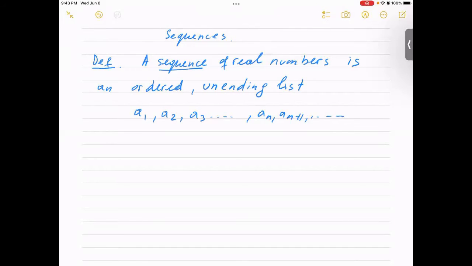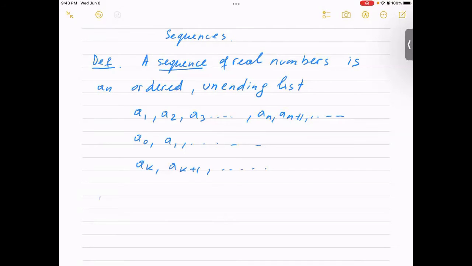We not necessarily have to start at A1. Sometimes we'll start at A0 and then we'll write A1 and so on. Or in general, we might start at AK, then AK plus 1, and so on. As long as we know the order of numbers and when we start and where we end.